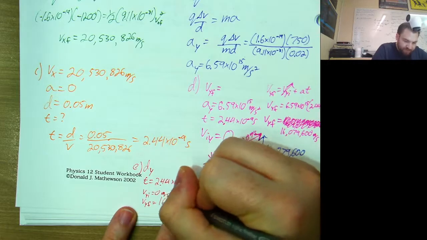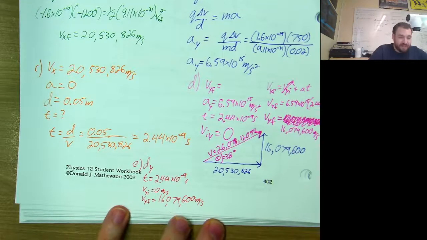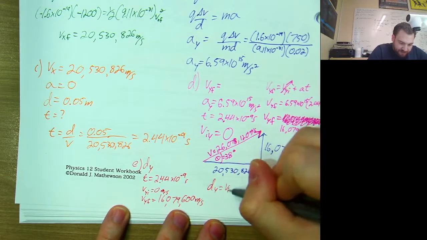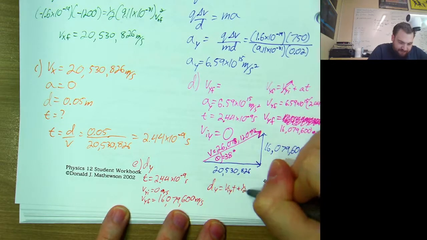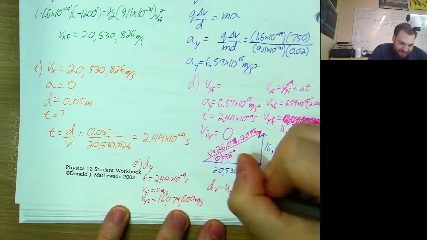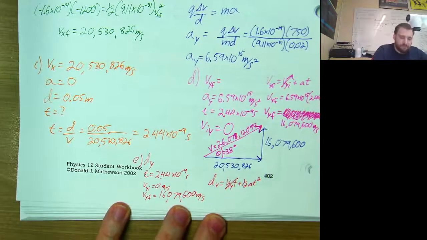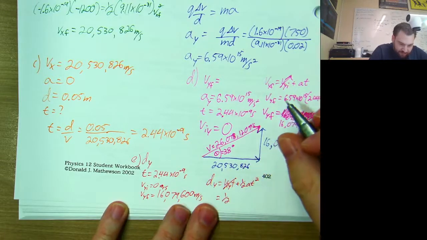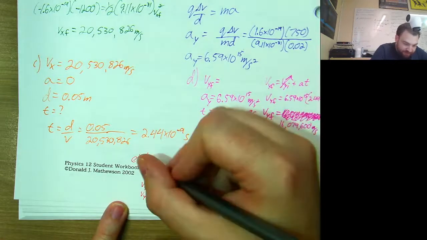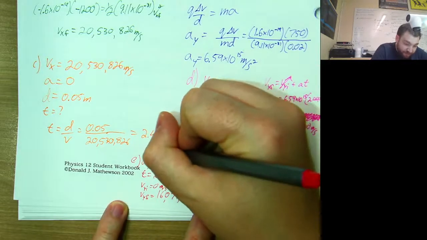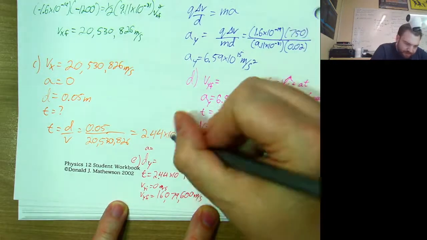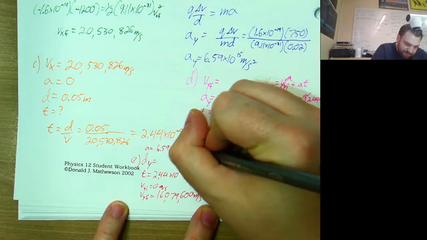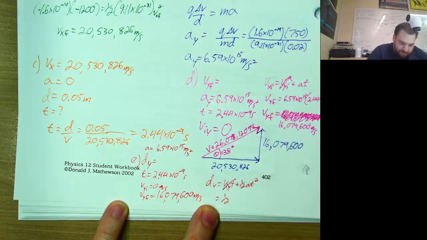So we can use a kinematic equation to find this. dy equals v_iy t plus 1/2 a t squared. That's 0. So that's just going to equal 1/2. Oh, we have the acceleration here too. Where's the acceleration? We could use a whole bunch of different kinematic equations. 6.59 times 10 to the 15 meters per second squared.